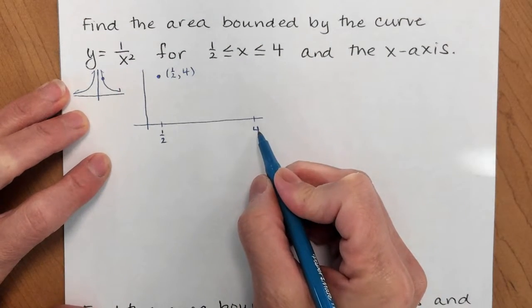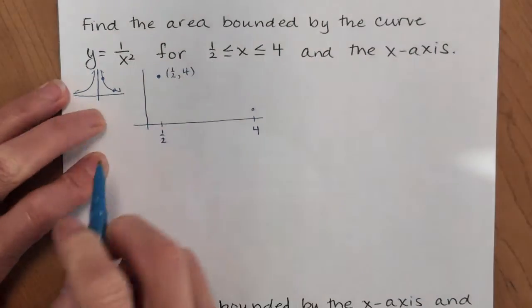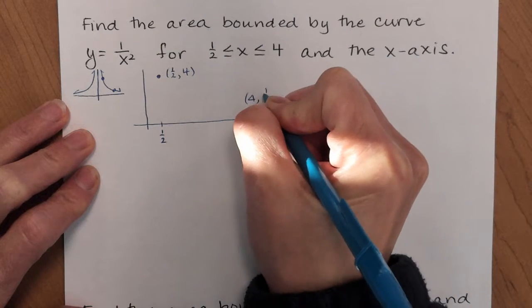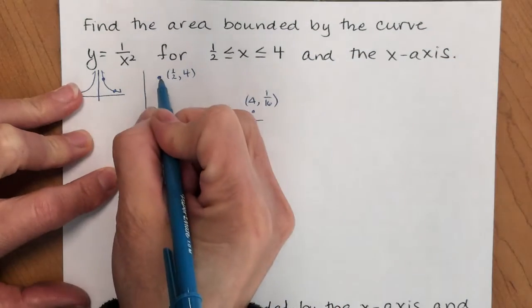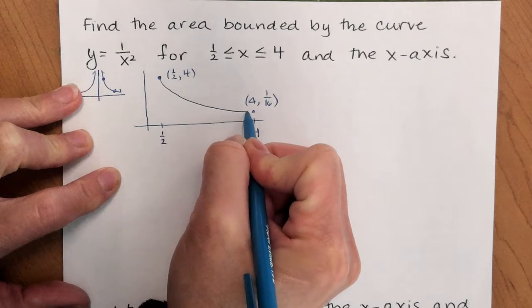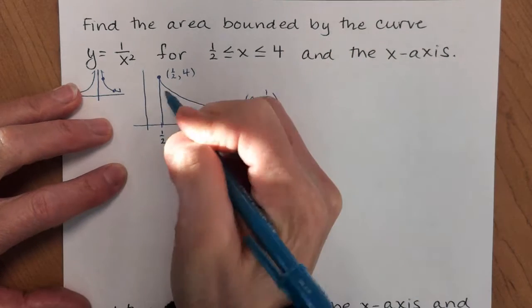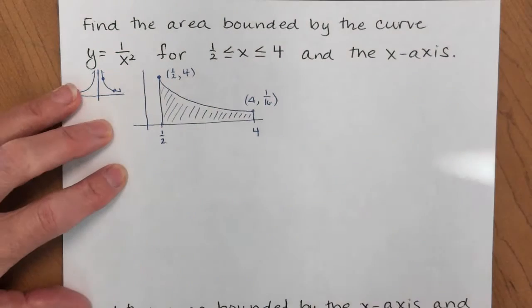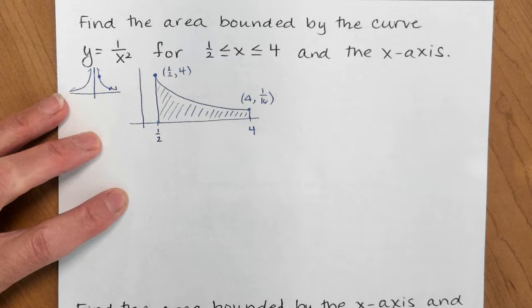And then of course when x is 4, I get 1 over 16. So maybe over here, right? We're just looking at this small part of this graph. So (4, 1/16). Okay, and I'm going to draw the curve in and draw in my x boundaries, and this is the region that I want to find the area of. And to find area, what we do is we integrate the function over that x interval.